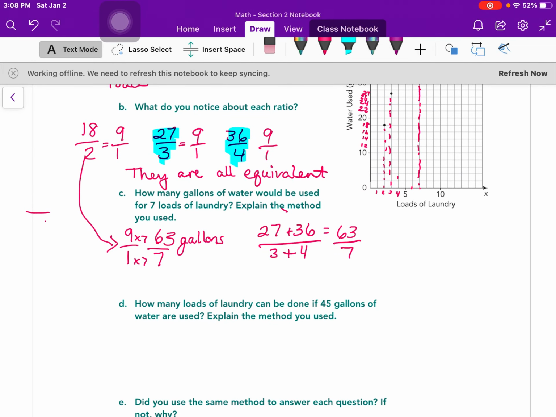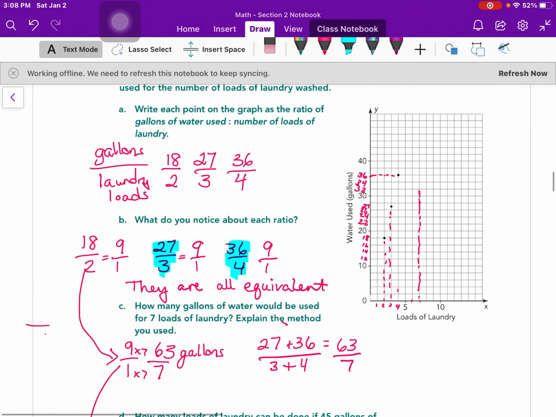How many loads of laundry can be done if 45 gallons of water are used? 45 gallons. So I think I'm going to take what I know about this one, 9 to 1. And I have to have 45 gallons, so I scale up. And if I scale up on that, I scale up on that. And so then I know that I can get 5 loads done.